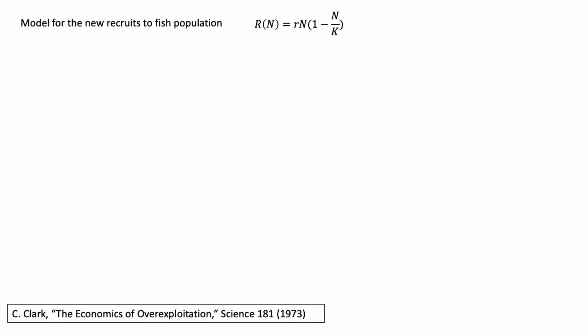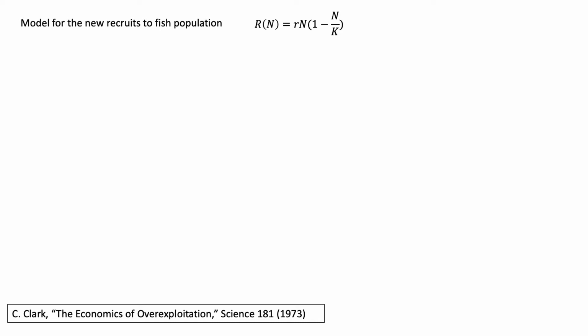For many natural fish populations, the net number of new recruits to the population in a year can be modeled like this function: R of N is equal to R times N times (1 minus N over K). By the way, the main reference for this topic is written by Clark, The Economics of Overexploitation.